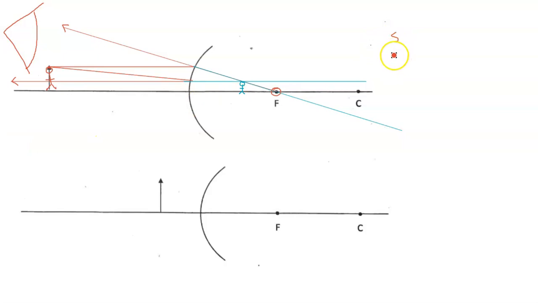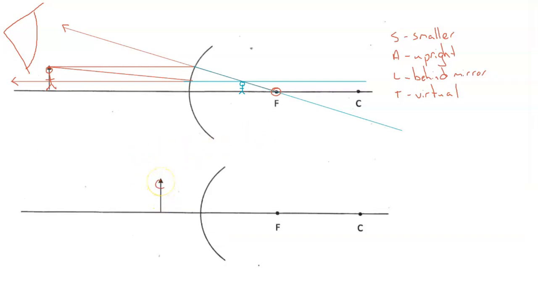So if we were to describe it, the size is going to be smaller. Attitude, upright. Location is behind the mirror. And our type is going to be virtual. Now, with a converging mirror, the description of the image will be different depending on where you place the object.